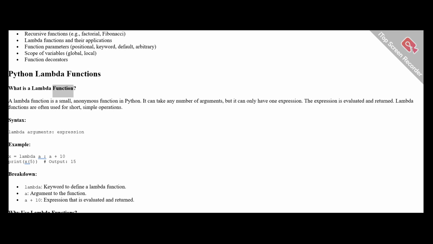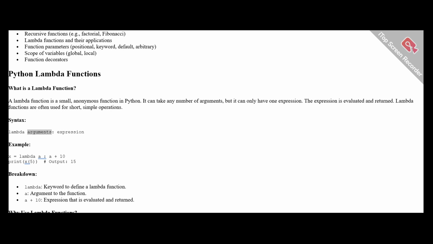Python lambda functions. What is a lambda function? A lambda function is a small, anonymous function in Python. It can take any number of arguments, but it can only have one expression. The expression is evaluated and returned. Lambda functions are often used for short, simple operations.